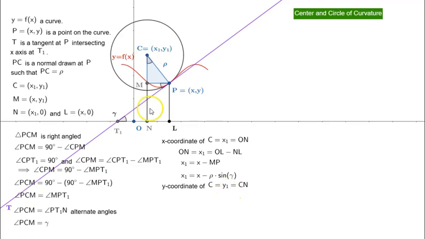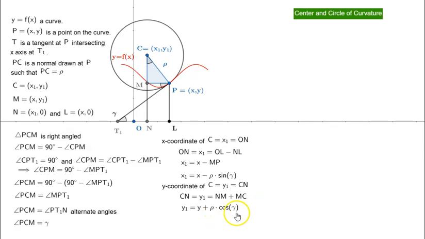Now let's figure out the y coordinate of C. Now that is equal to Cn. Let's again simplify this diagram a little bit. Let me join P and T1 so that I can get rid of that full line. Now Cn can be written as Nm plus Cm. So y1 is equal to Nm, which is y, and Mc is the adjacent side to this angle gamma. Adjacent means cos. So that means MC is equal to rho times cos gamma.